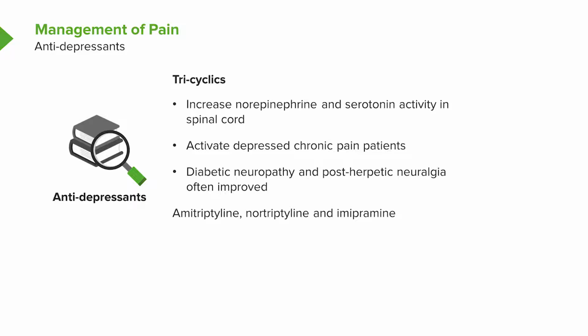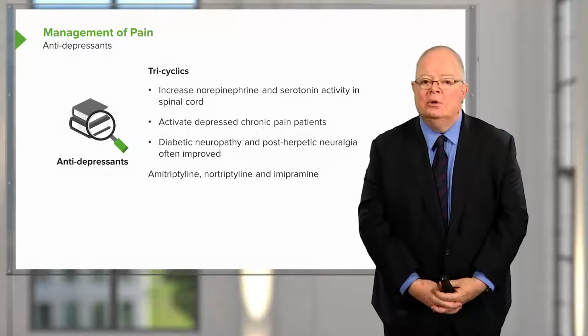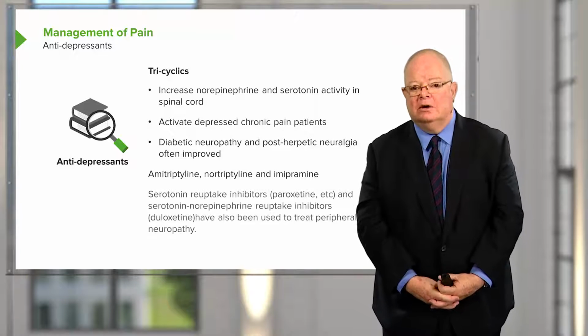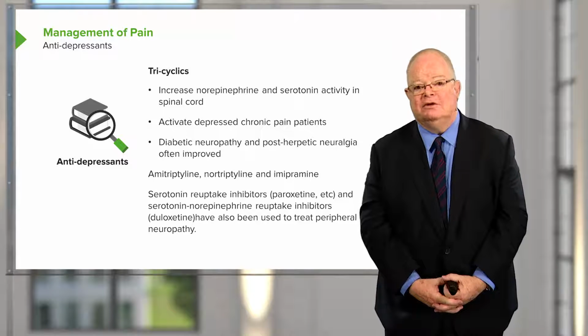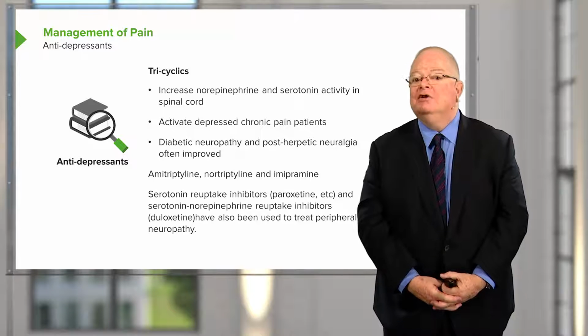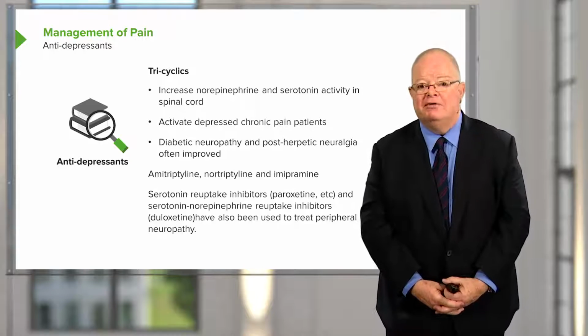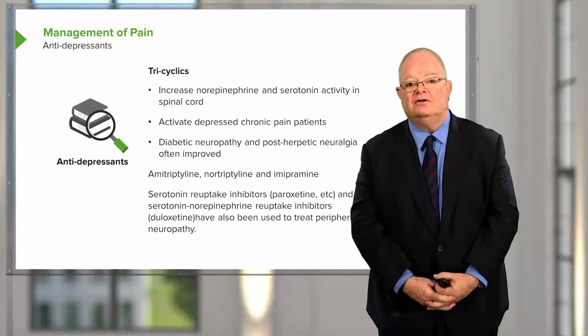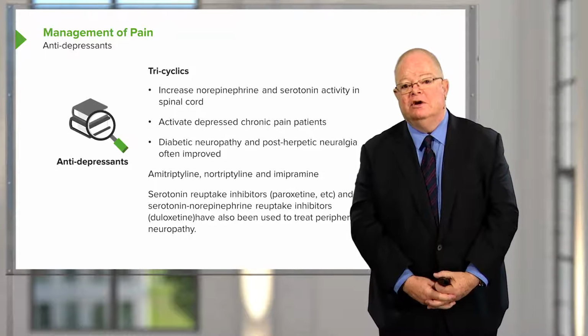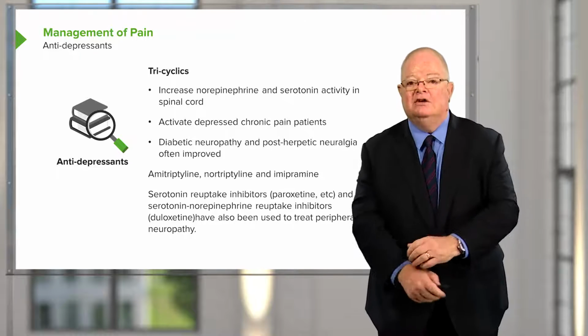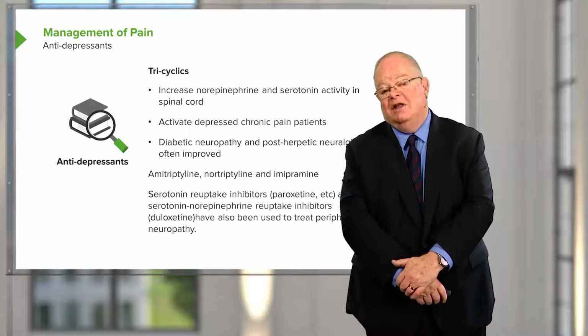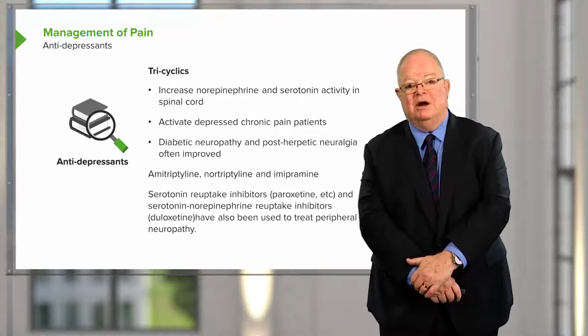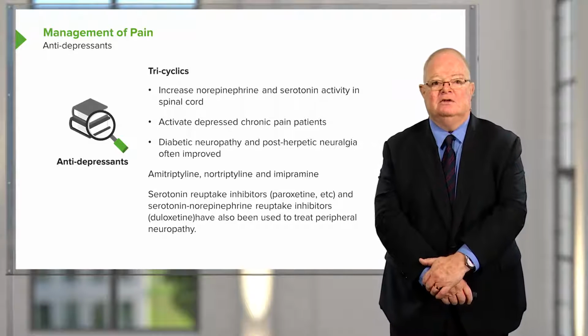The two commonest ones are amitriptyline and nortriptyline, but there's also imipramine. There's a whole series of these things. So the newer antidepressant drugs, the serotonin reuptake inhibitors such as Paxil or paroxetine, and even newer drugs, the serotonin norepinephrine reuptake inhibitors such as duloxetine, have also been used to treat peripheral neuropathy and seem to have a positive effect. And then in addition, they also have their antidepressant effect, which can be useful in these patients.